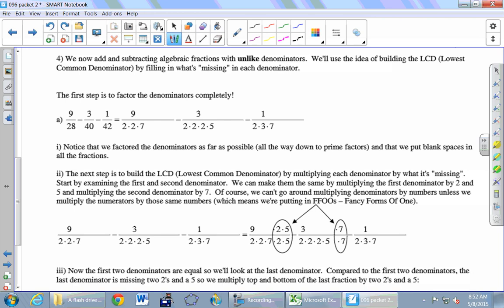Okay, so here's the key. We want a common denominator. We want these denominators to all be exactly the same when we're done. Let's just do the first 2 denominators. We'll come back to the third one. I see a 2 and a 2 in the first guy. How many 2's in the second guy? 3, which means this first guy needs another 2, yes?